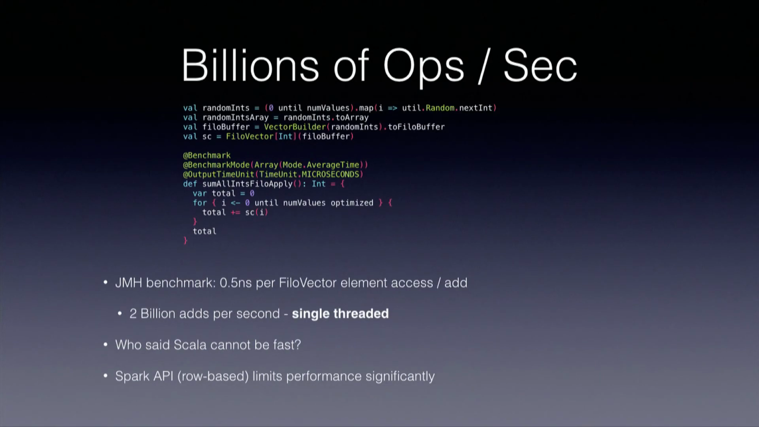We use JMH for testing performance. So this is an example of the loop that we use for testing. It is a for loop. Notice that there's an optimized keyword. There's a special Scala library called Scalaxy. It might be renamed now, but this is the macro that rewrites a for loop into a while loop. So what we're doing is a really tight loop that pulls one element at a time and sums it. And so this runs at 2 billion adds a second in a single thread, right? So who said Scala cannot be really fast?